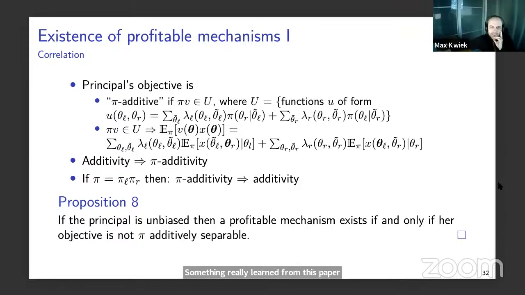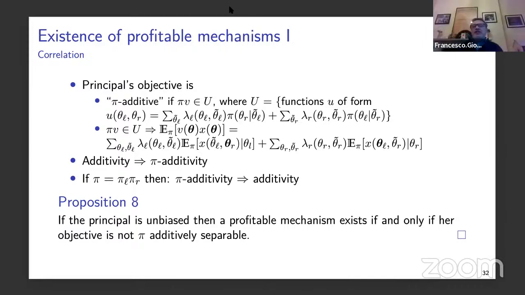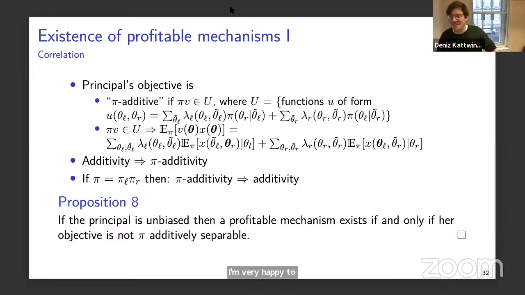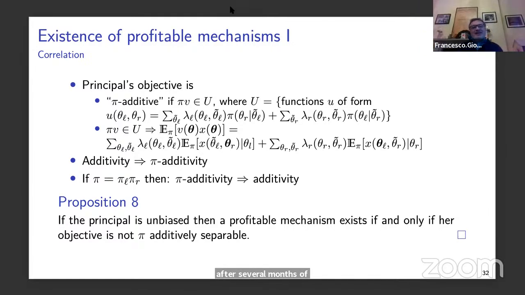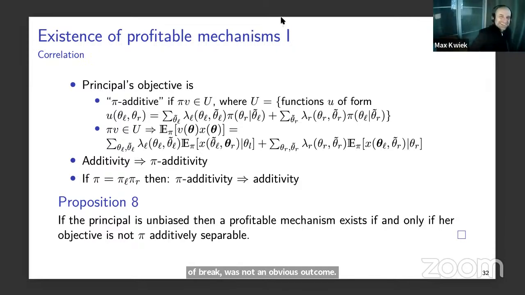Okay. Are there any other further comments or questions? We had quite a busy chat, so maybe I should actually save it. And actually, I have to say, Deniz, I'm very happy to see there were quite a few people, which after several months of break was not an obvious outcome. So thank you for helping us achieve a decent turnout as well.